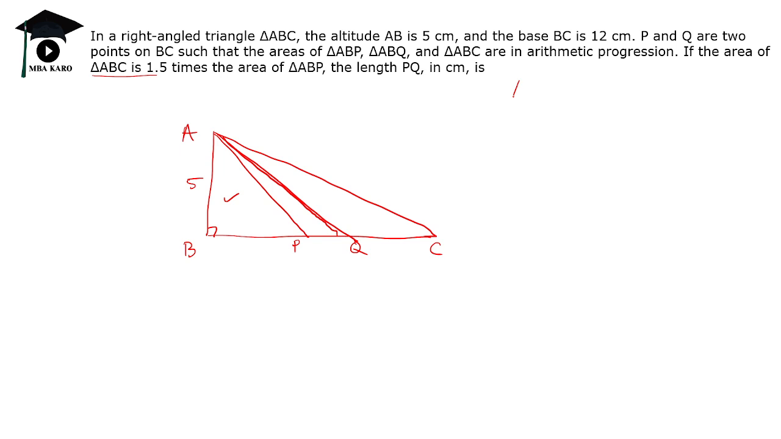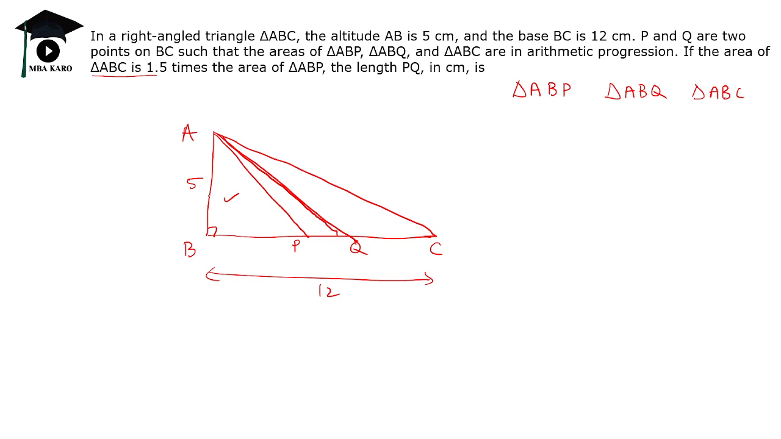So let us write the triangles ABP, ABQ, and ABC. These are in AP, and the area of ABC is 1.5 times that of ABP. The area of ABC can be figured out since it is half base into height.